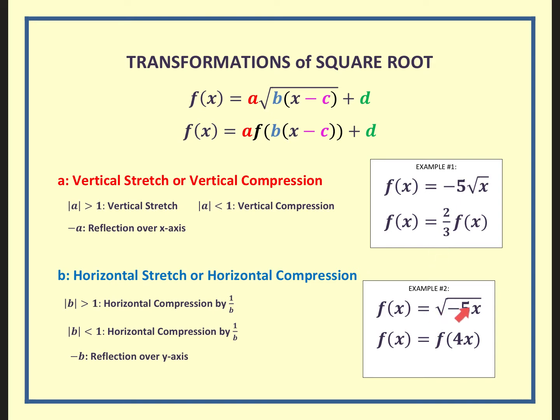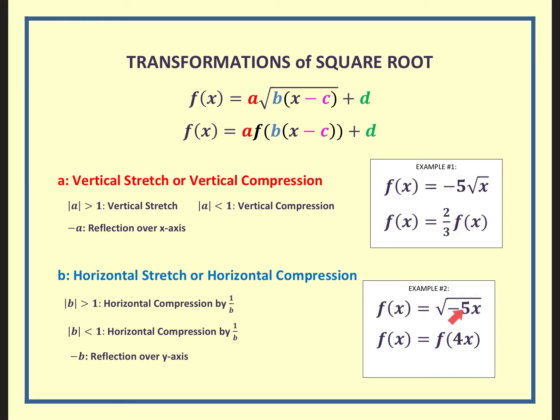Horizontal would have to be underneath your radical or inside your parentheses in front of x. Now I know up here we have double parentheses. You only need that if you have a b and c in the same problem. So this 4 right here is a b value. So my b is 4, but b is a little bit tricky. For b, you have to take the reciprocal of it. You have to flip it upside down.